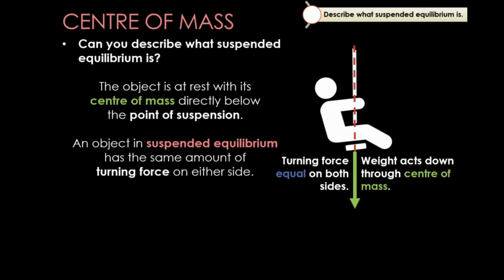Now, when something is in suspended equilibrium, those turning forces, that force that's pushing it left and that force that's pushing it right, are balanced. They are in equilibrium. They are the same. They add up to 0. We would say that the resultant turning force is 0.